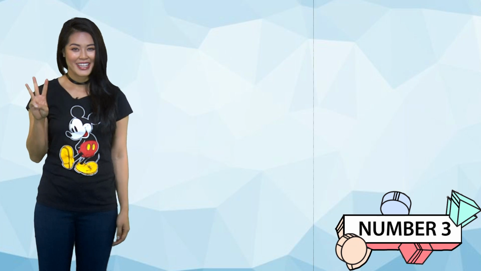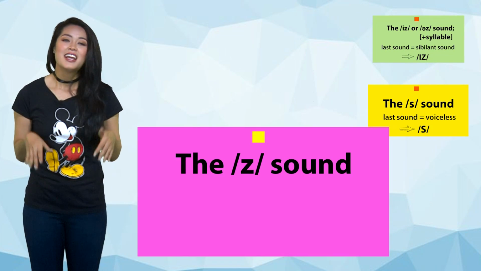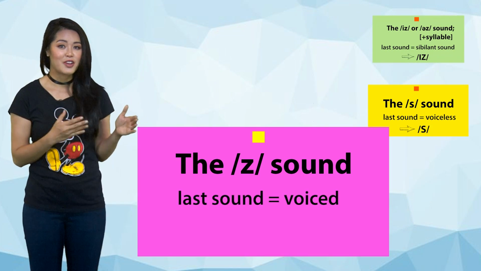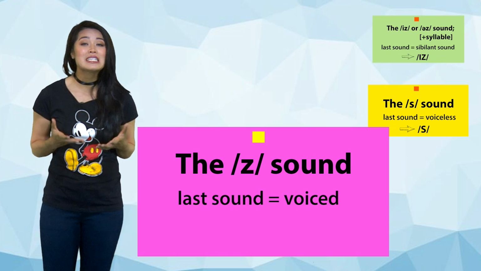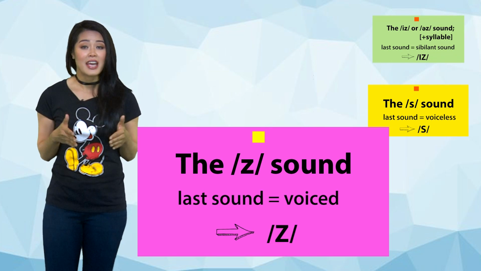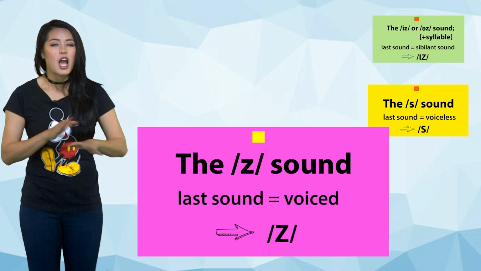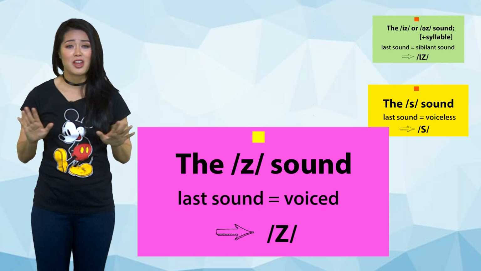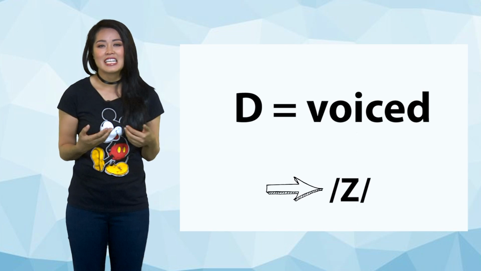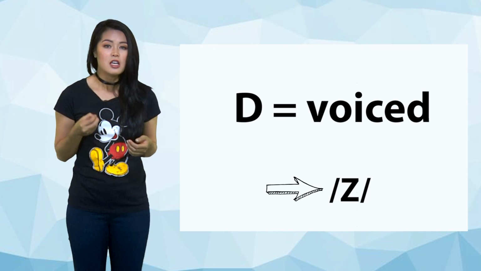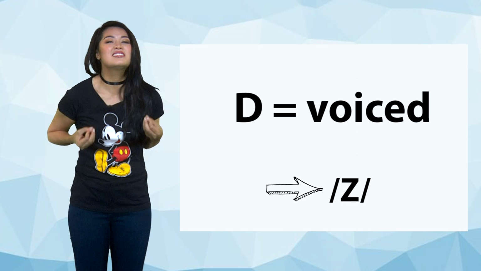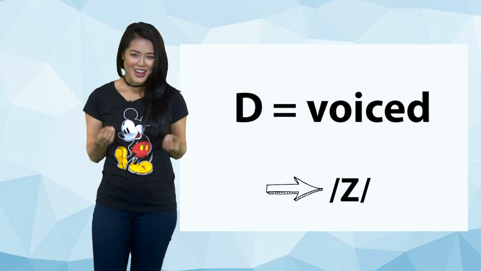Number 3, the Z sound. If the last letter of the word ends in a voiced sound, then final S is pronounced like a Z without creating another syllable. For example, the letter D in end is voiced, so we say ends with a Z sound.